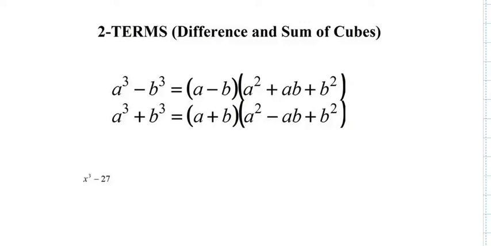This is factoring two terms part 2. This is difference and sum of cubes. So if you see a perfect cube minus a perfect cube, or a perfect cube plus a perfect cube, this is our formula. So let's look at some nice little coincidences here.